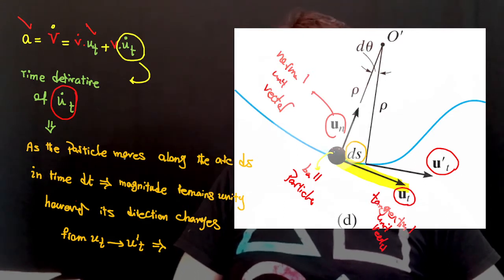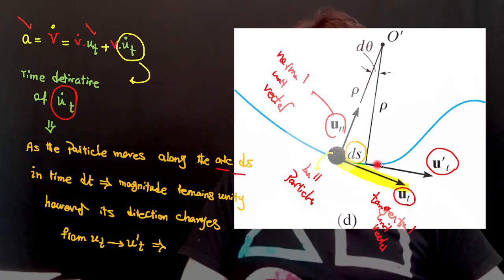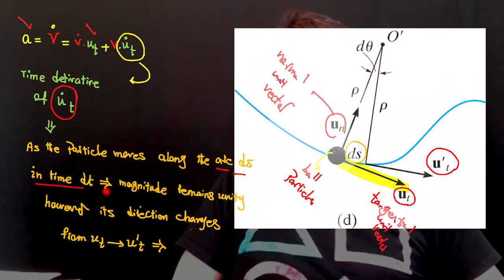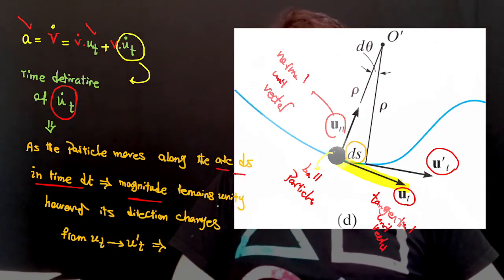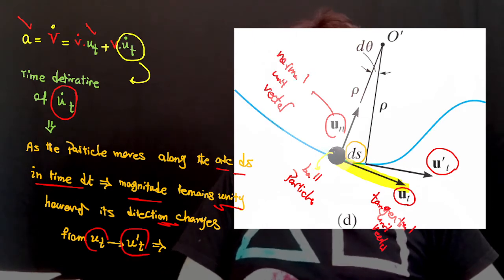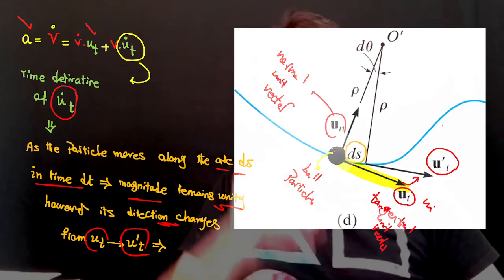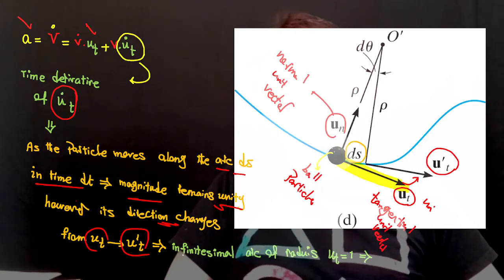when you take a closer look at the ball, you can easily see that as the particle moves along the arc ds in an amount of time dt, the magnitude remains unity because it's a unit vector u_t. However, its direction changes from u_t to u prime t. Both of them are unit vectors, but it moves from u_t to u prime t because we are moving along the curve.